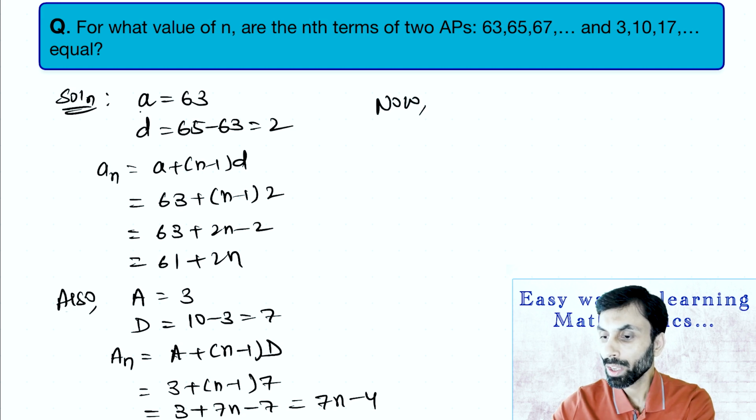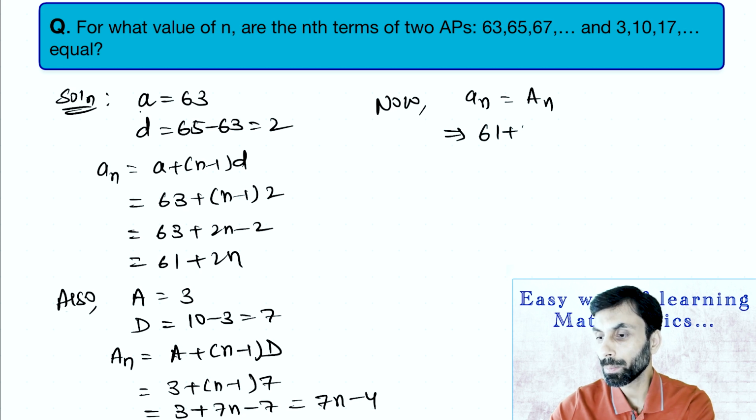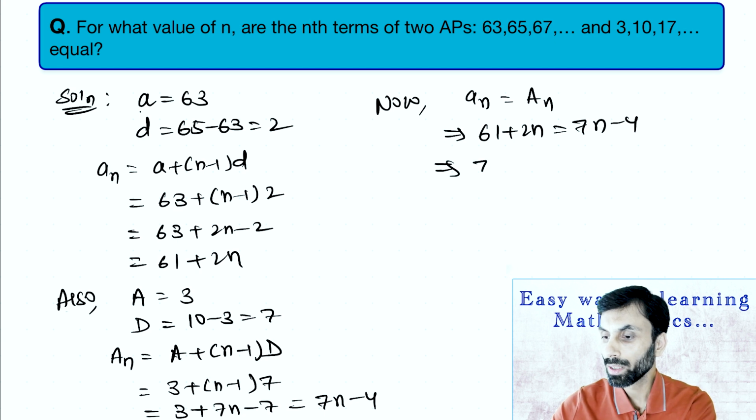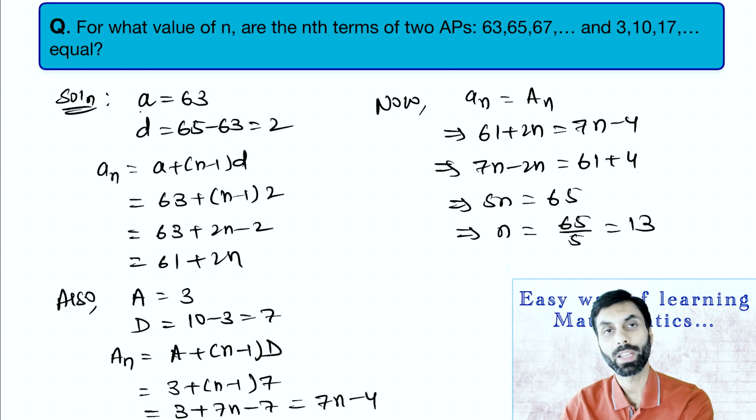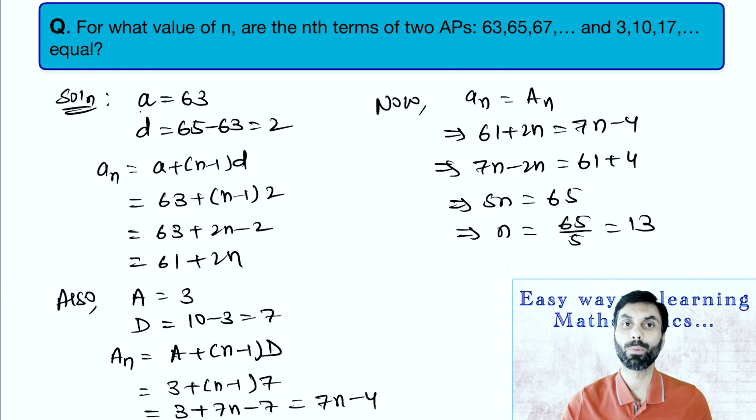Now, as it is given in the question that their nth terms are equal, we'll equate an and An. We get 61 plus 2n equals 7n minus 4, and so 7n minus 2n equals 61 plus 4, we get 5n equals 65, which gives n equals 65 upon 5, that is 13. So that means when we take the 13th term of both the APs, their values will be equal.